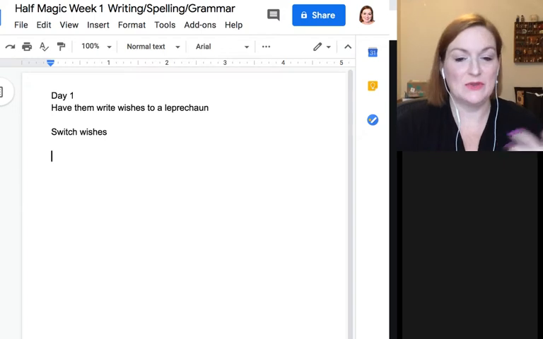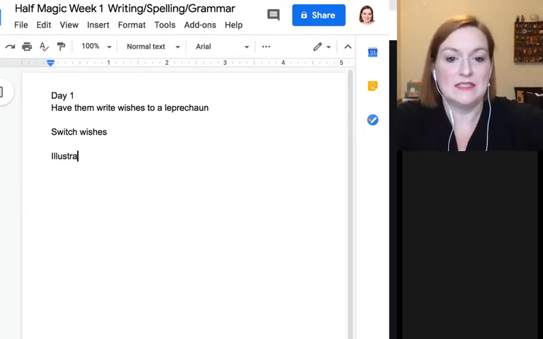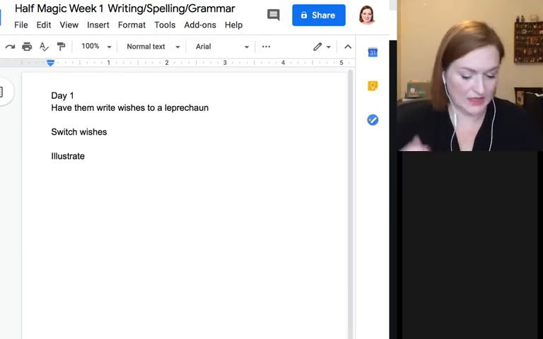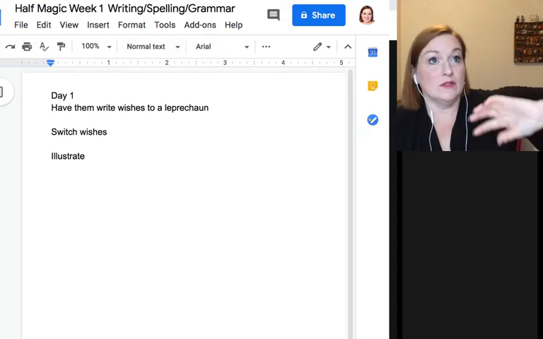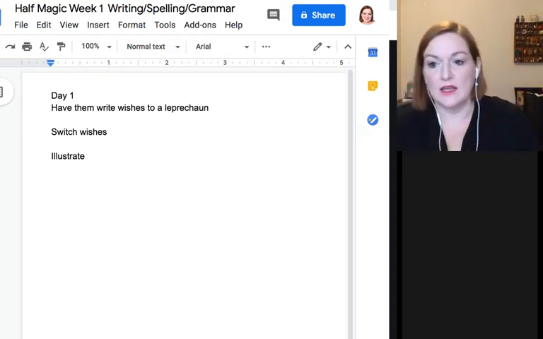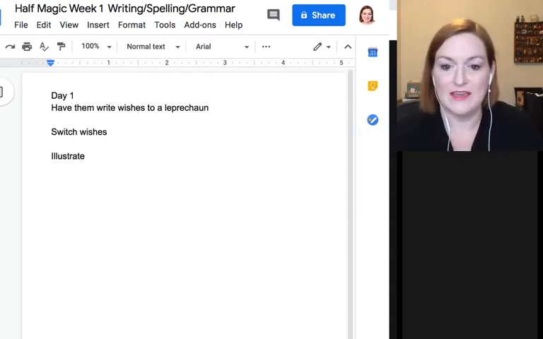There we go. So they'll switch wishes. They can illustrate it. And what this is going to do is build up, because my kids are getting into videography. So this is going to slowly build us into creating either a stop animation or another kind of video where they can enact this. One of them dresses up as a leprechaun, or we have a little animated one that they're pretending to talk to.